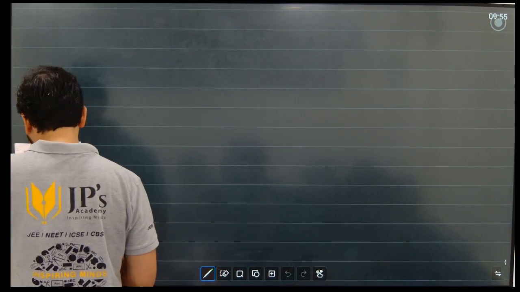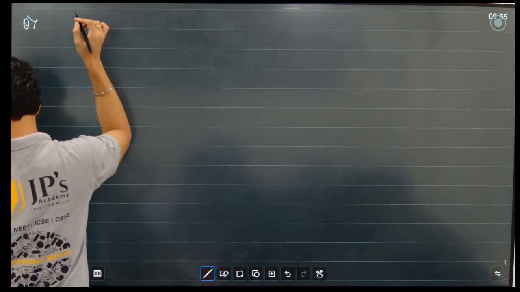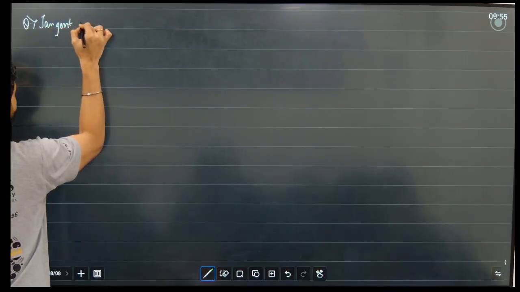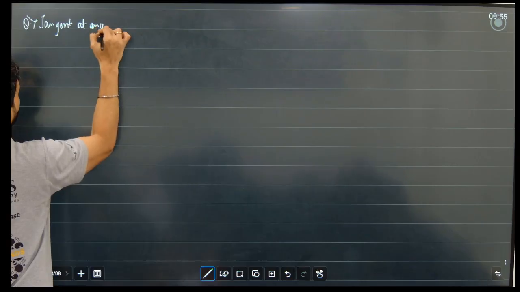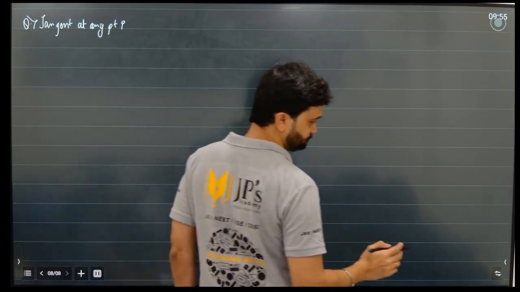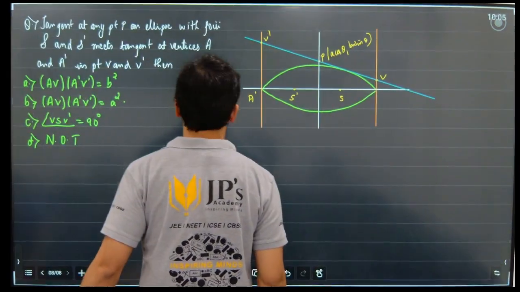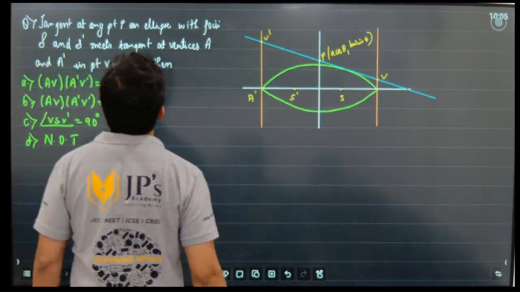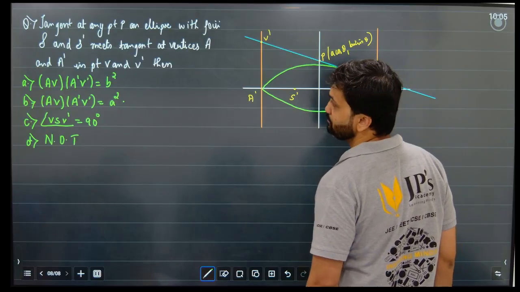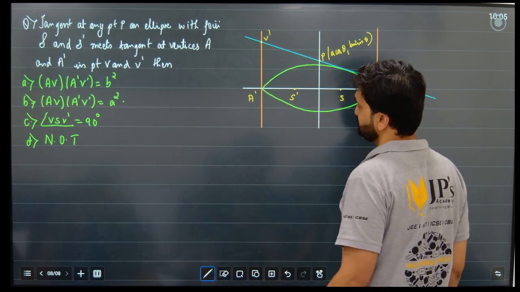Now, tangent at any point P. Read it once again. Tangent at any point P on the ellipse with foci S and S dash meets the tangent at vertices A and A dash in points V and V dash. 4 options, we have to select which is the correct option.